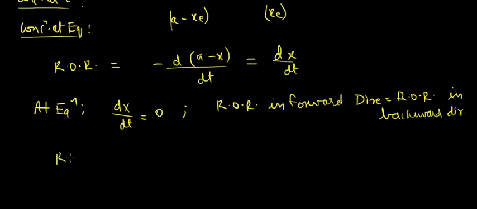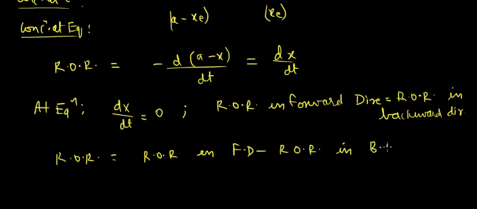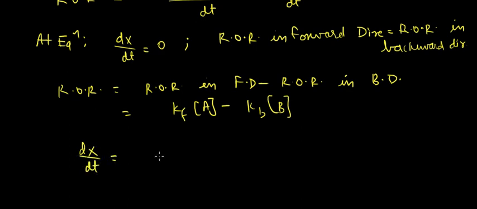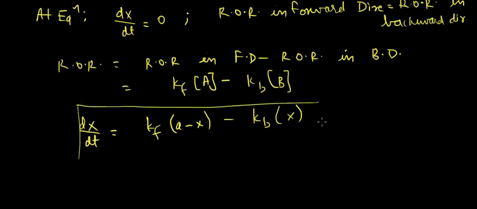So we can write that rate of reaction is equal to rate of reaction in forward direction minus rate of reaction in backward direction, which is nothing but kf times A minus kb times B. So we can write that dx by dt would be equal to rate of reaction, which is nothing but kf times concentration of A, which would be a minus x, minus kb times x. Okay, so this is one equation.